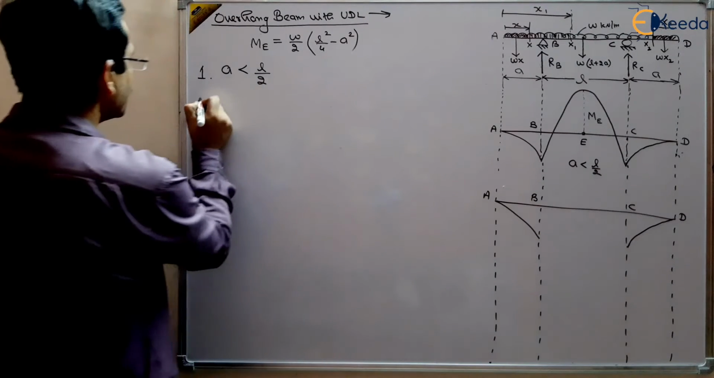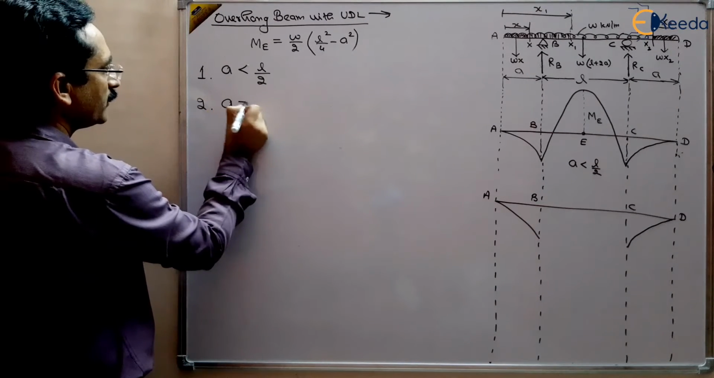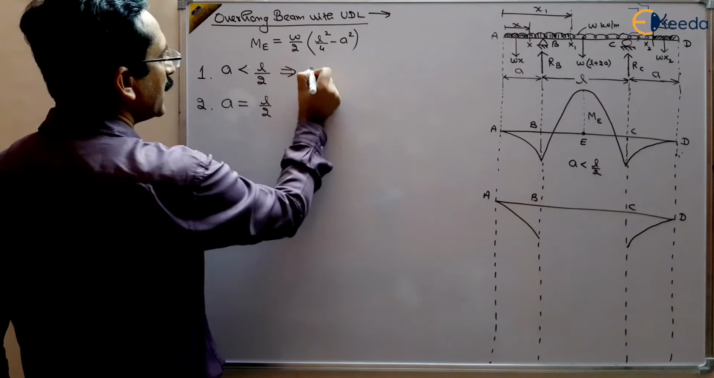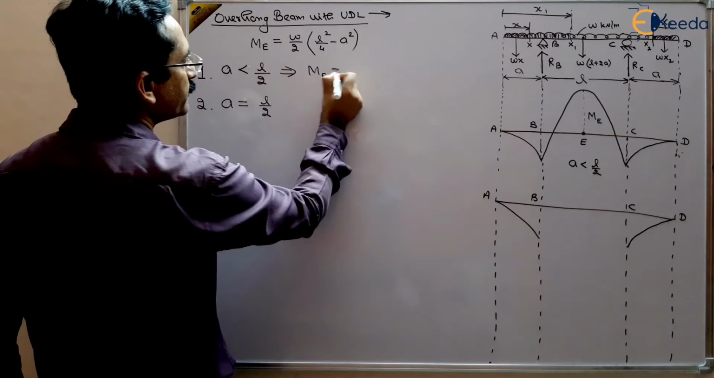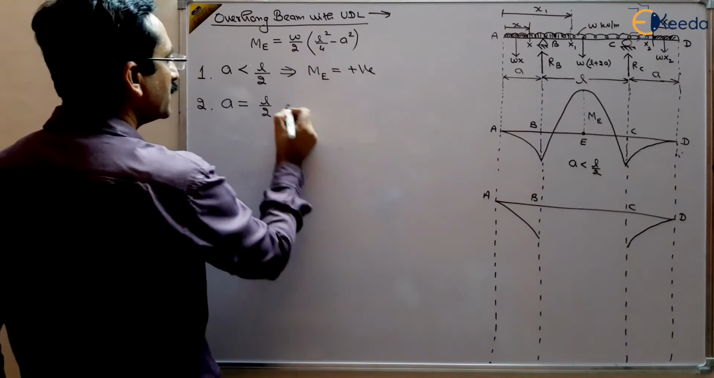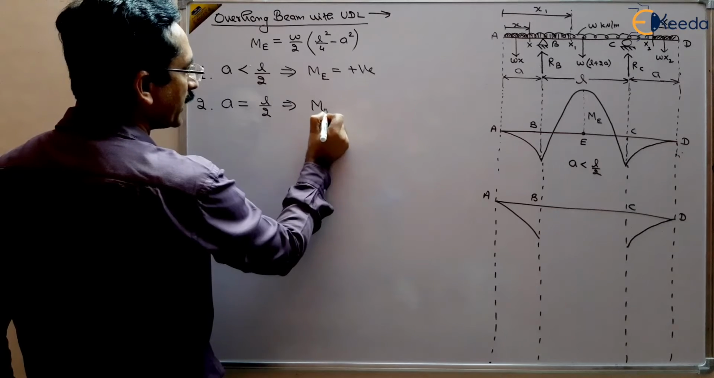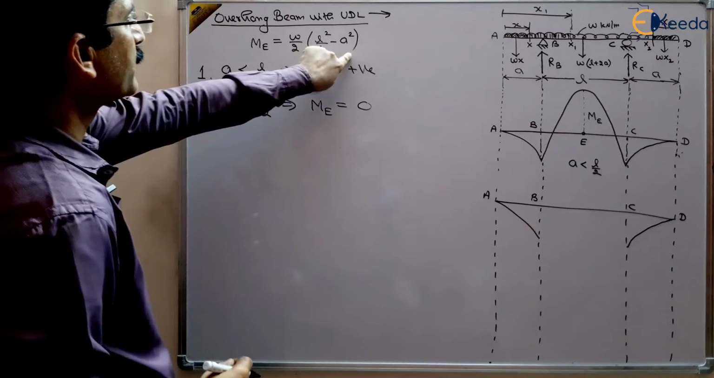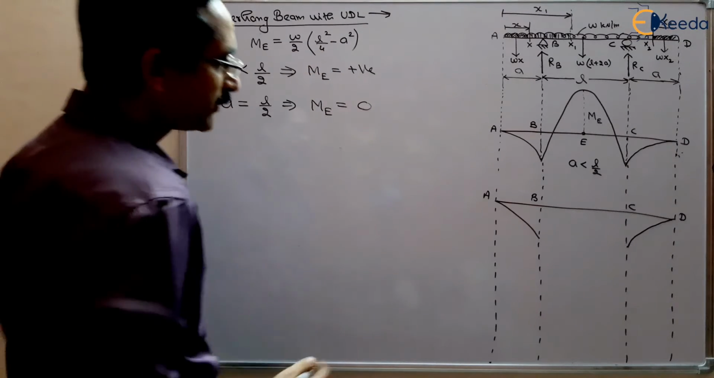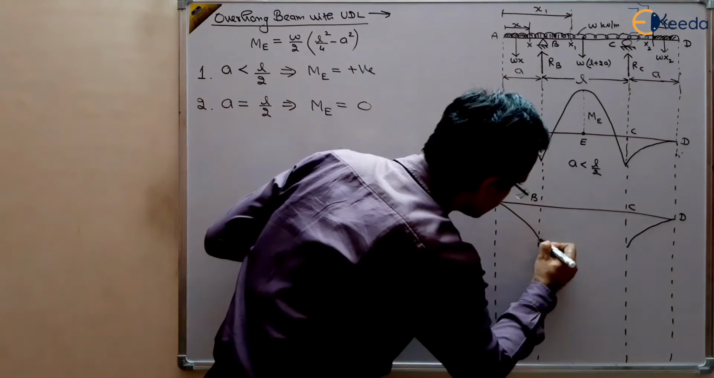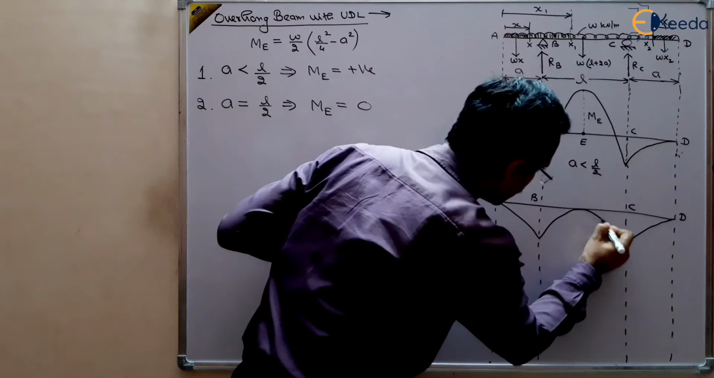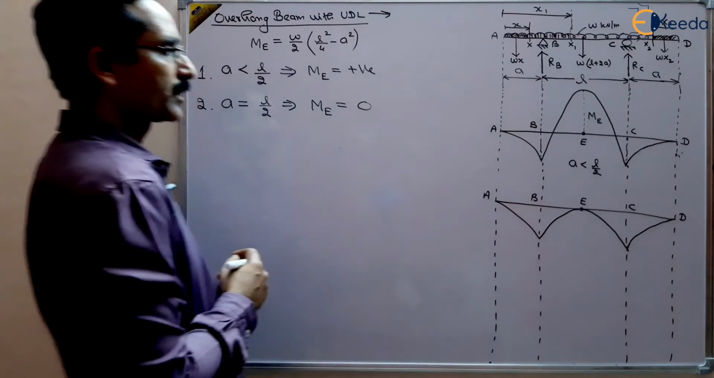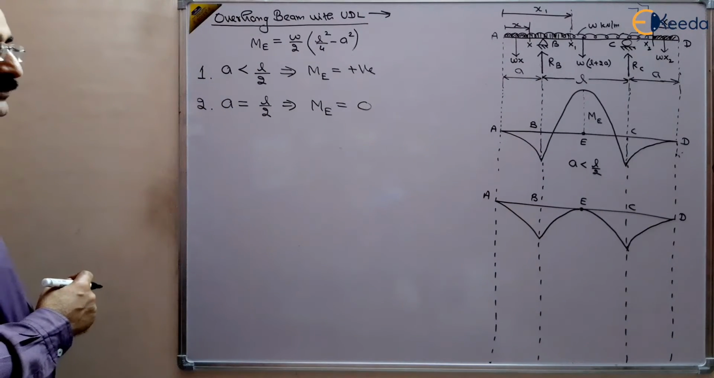So the second case, if A is equal to L by 2, in this case, the bending moment at the center will be equal to 0, because this term will become 0, right? So ME will become 0. So our curve will change like this. This will be the curve. And at point E, the bending moment is 0. So this will be the curve.